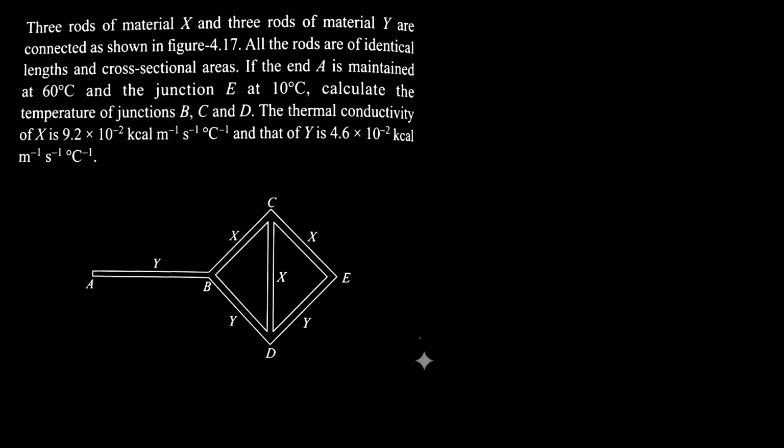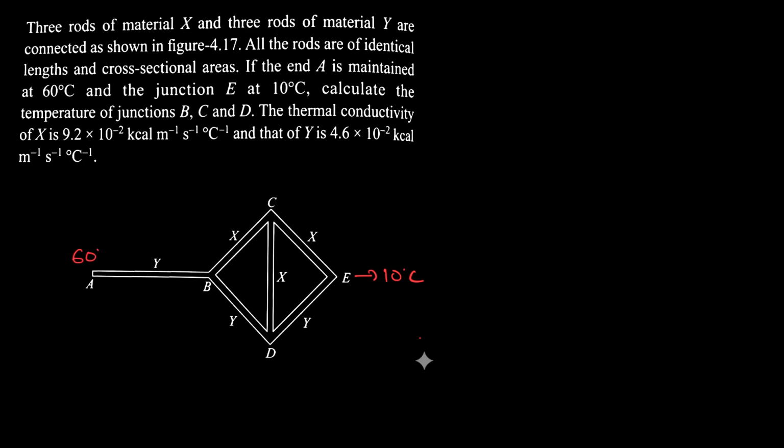There are multiple rods made of two materials. One is X and another is Y. So this material is X and this material is Y. Now, in this rod, the temperature of E is 10 degrees Celsius and the temperature of A is given as 60 degrees Celsius.